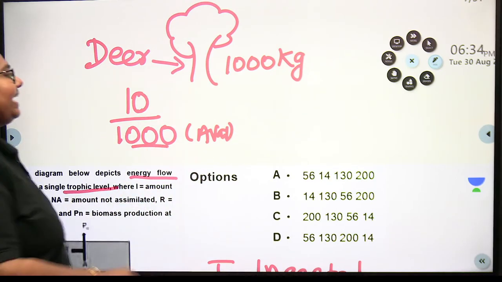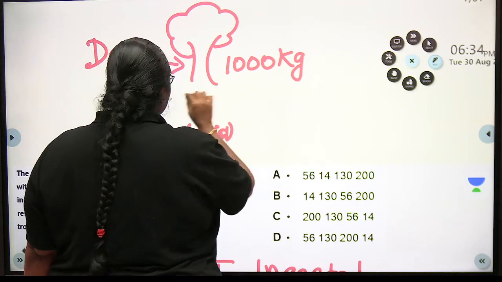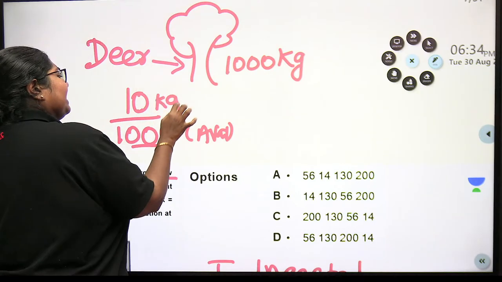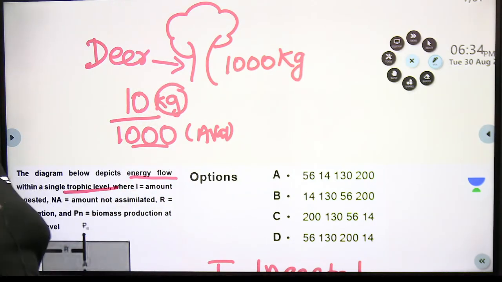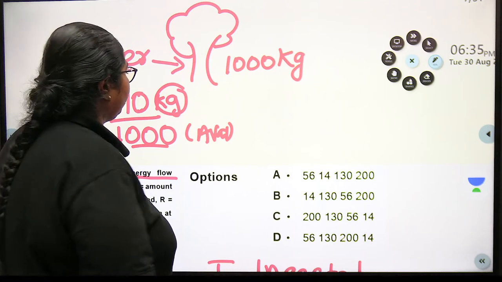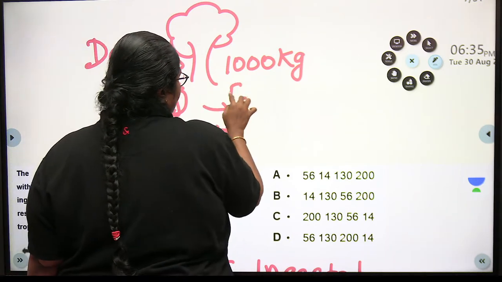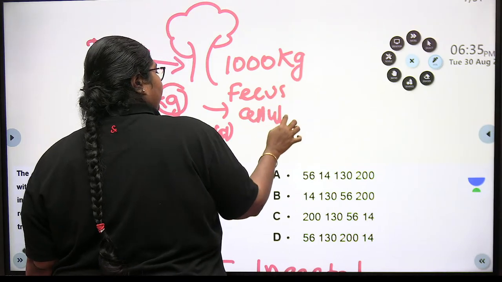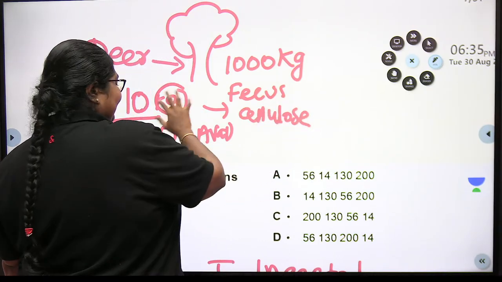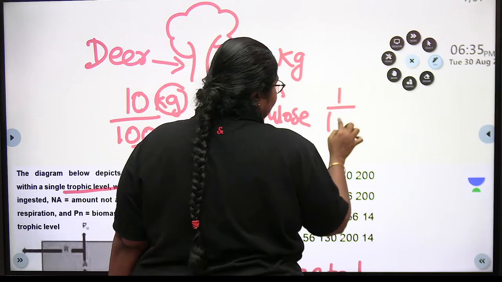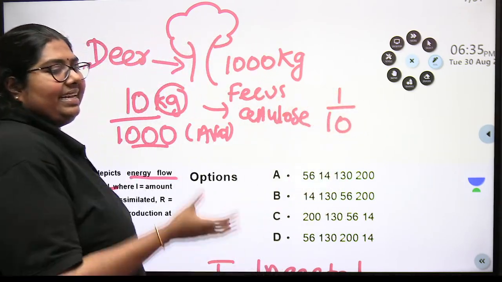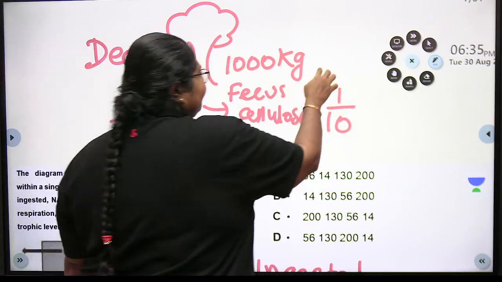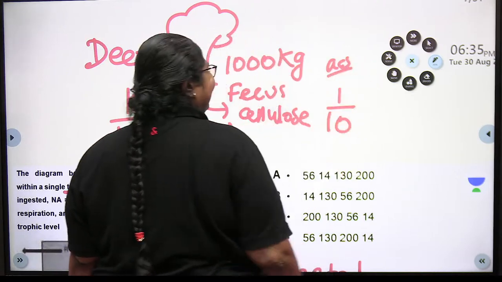And if I take this 10 kg, do you think that the total 10 kg will be assimilated? No, no. It will put out all the feces, right? Because the cellulose is all there, it cannot digest the cellulose properly. So, from the 10 kg, only 1 kg is assimilated.